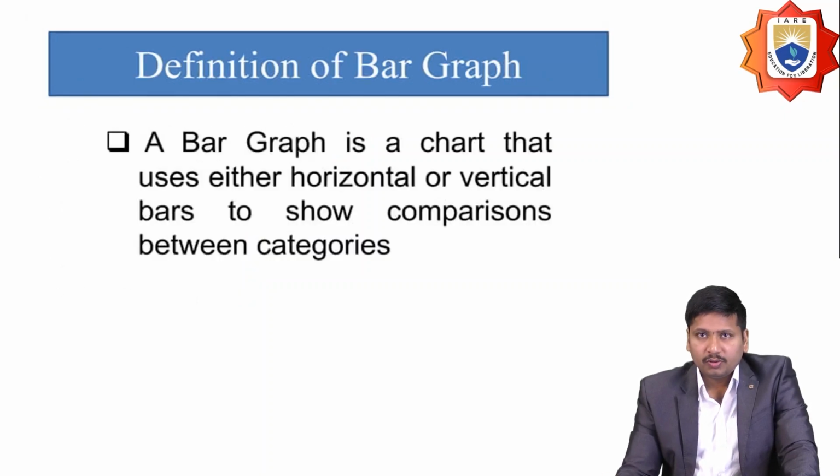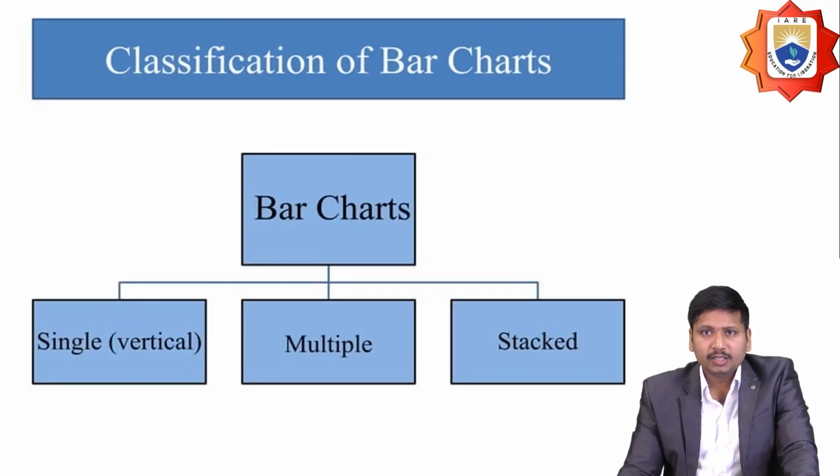Before going to the different types of graphs in statistics, the very first one is the bar graph. A bar graph is a chart used either horizontally or vertically to show comparisons between categories. Normally a bar chart is of different types: single, multiple, and stacked.